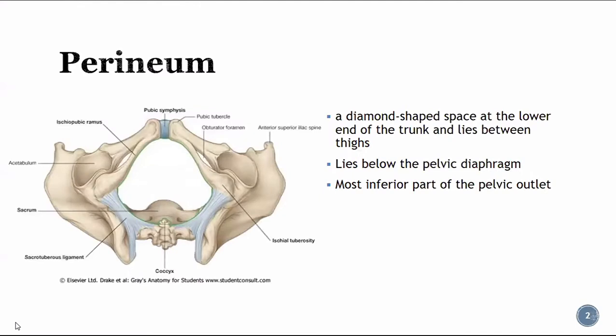So the urogenital triangle is in the perineum. The perineum is a diamond-shaped space at the lower end of the trunk of your body, and it lies between your thighs. It lies below the pelvic diaphragm, and it's the most inferior part of the pelvic outlet. This is the bony structure, the space of the perineum.